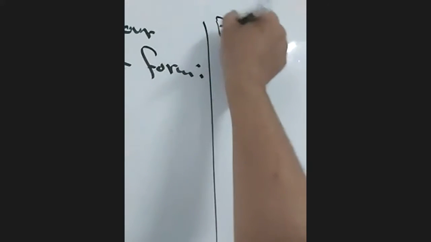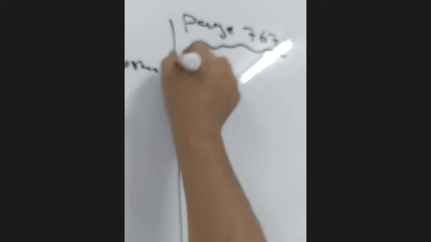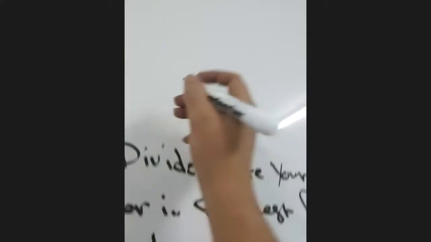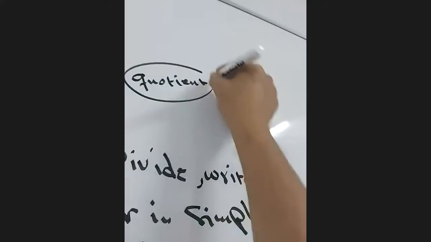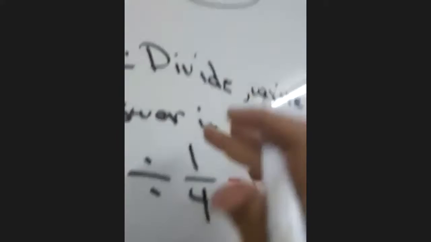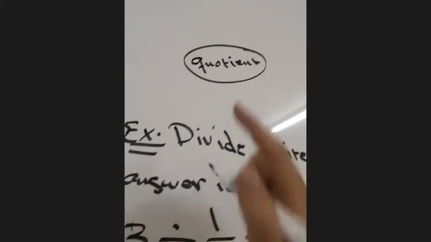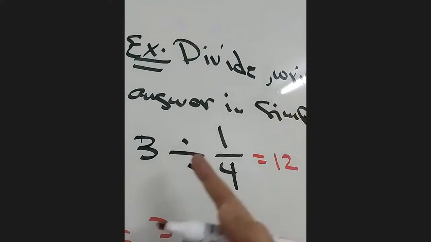I will go to page 767. We are on page 767, starting from question 2. The question said, find each quotient. Look here, guys. What is the quotient? The quotient is the answer of the division.